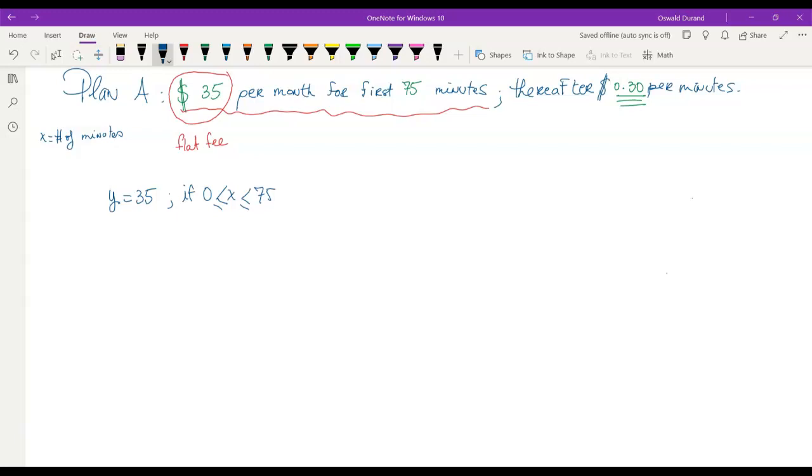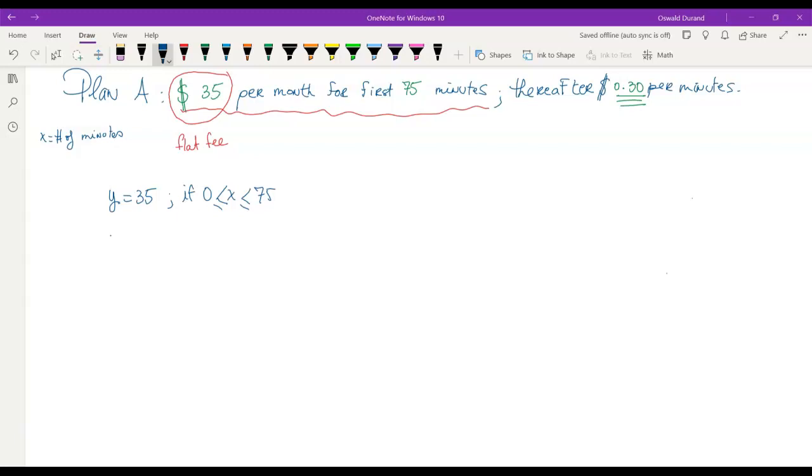That's the first part. What happens beyond 75 minutes? Well, what happens after those 75 minutes is that we're going to start charging you 30 cents per minute. So we need to create an equation for that. All right, so let's start with that equation.